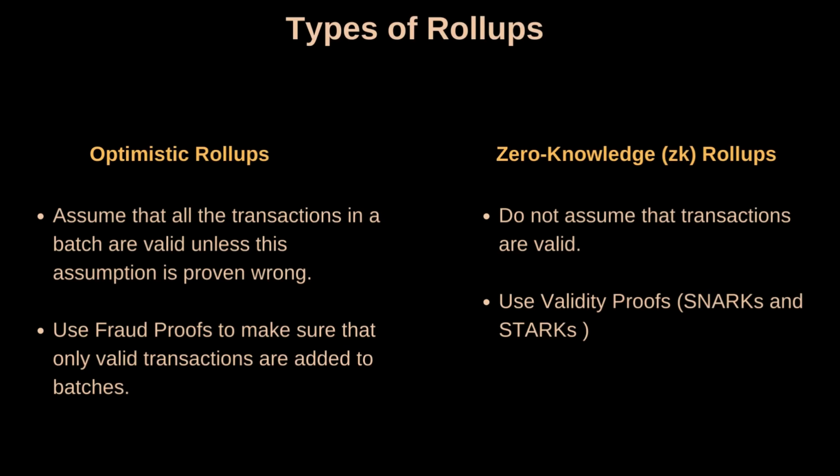Now, let us talk about these two types of rollups, optimistic and zero knowledge or ZK. On a high level, the basic difference between these two types is that in the case of optimistic rollups, it is assumed that all the transactions in a batch are valid unless this assumption is proven wrong. But zero-knowledge rollups do not make such assumptions. Okay, let us dig deeper into these two types.